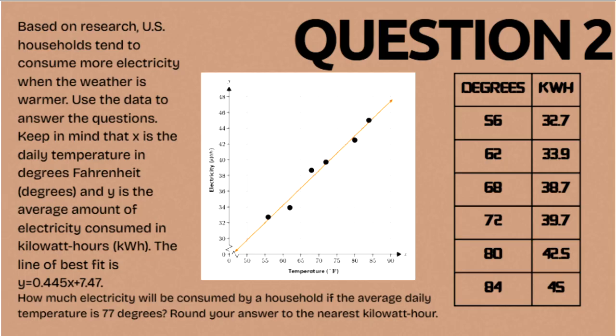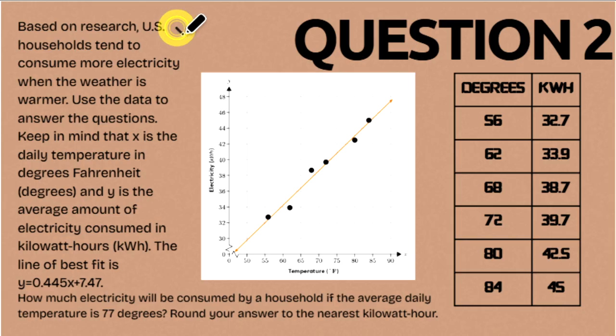Anyway, U.S. households tend to consume more electricity, based on research, when the weather is warmer. Use the data to answer the questions. Keep in mind that X is the daily temperature in degrees Fahrenheit and Y is the average amount of electricity consumed in kilowatt hours. The best line of best fit is Y equals 0.445X plus 7.47. How much electricity will be consumed by a household if the average daily temperature is 77 degrees? Round your answer to the nearest kilowatt hour. Pause it, figure it out, come back.